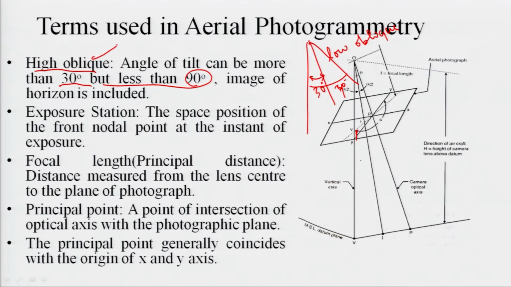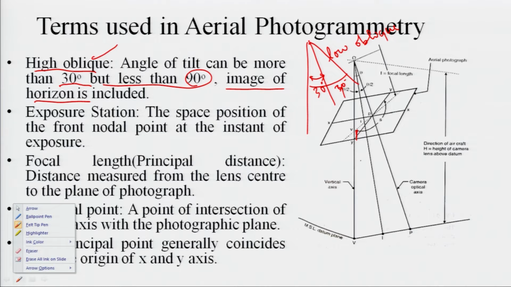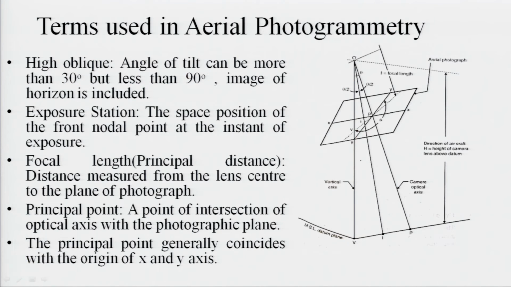And there is a point about the image of horizon. Let's discuss what is horizon. Horizon basically can be defined as the coinciding line of sky and land, or it can also be defined as a picture of sky.